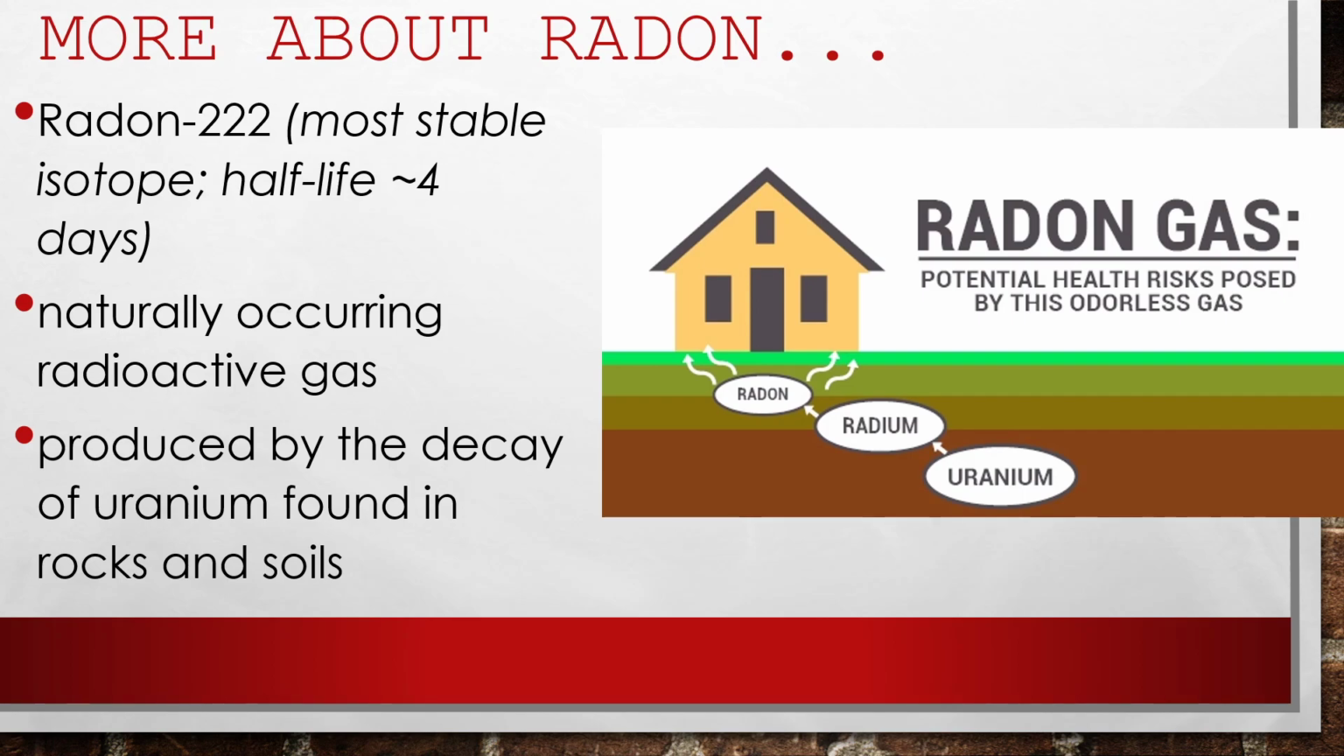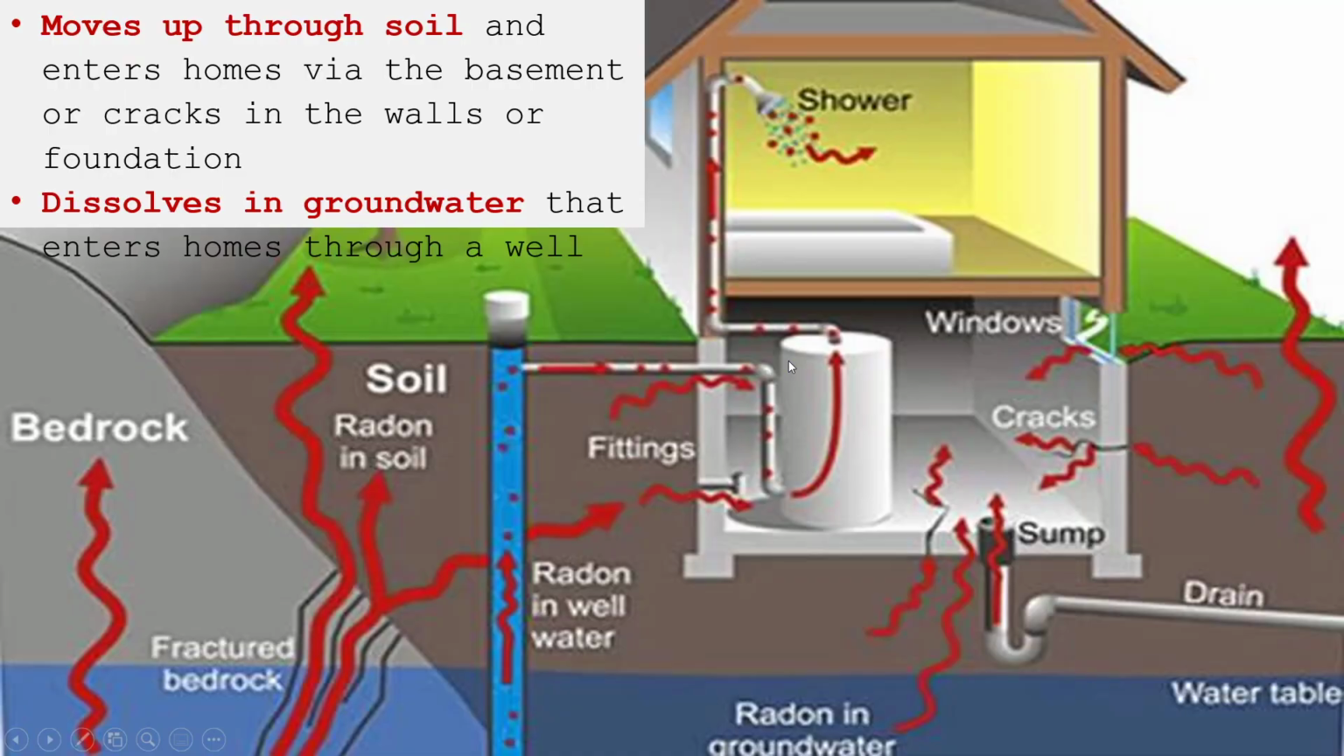Radon 222 is the most stable isotope and has a half-life of about 4 days. It naturally occurs and is a radioactive gas, and it's produced by the decay of uranium in rocks and soils. Now, the risk comes from uranium breaking down into radium and eventually radon, and that radon can get into your home.